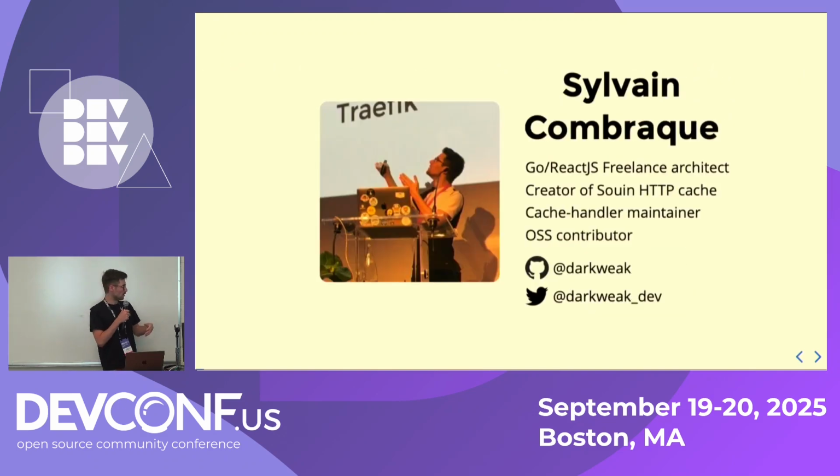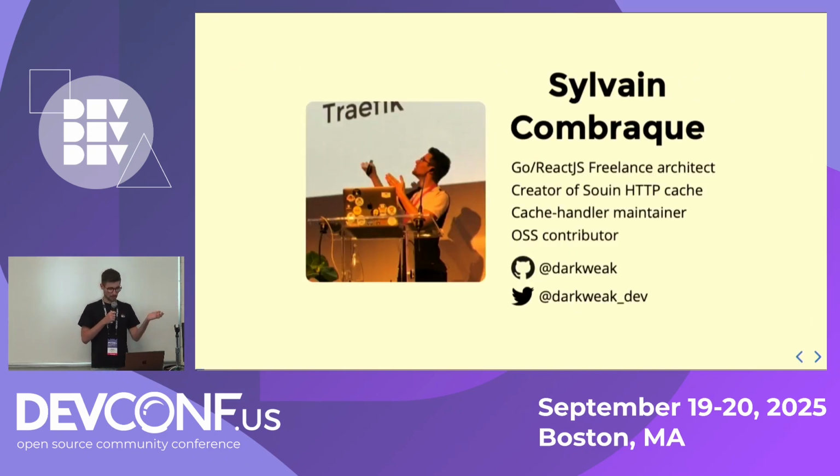Before diving into the subject, I will introduce myself. My name is Sylvain COMBRAQUE. I'm a freelance architect on Go and React.js. I created an HTTP cache system called Sylvain, I'm the maintainer of the Caddy cache handler module, and an open source contributor on GitHub. You can find me on GitHub searching Træfik and Træfik Dev on Twitter. And sorry, I'm a French developer, so sorry for my baguette accent. Not totally my fault.